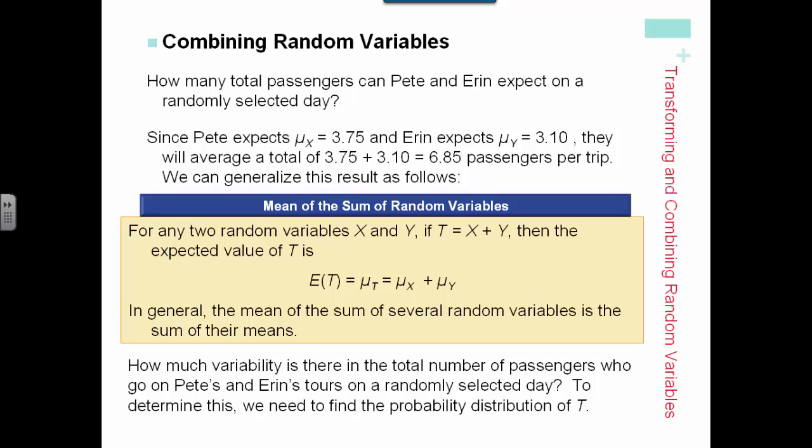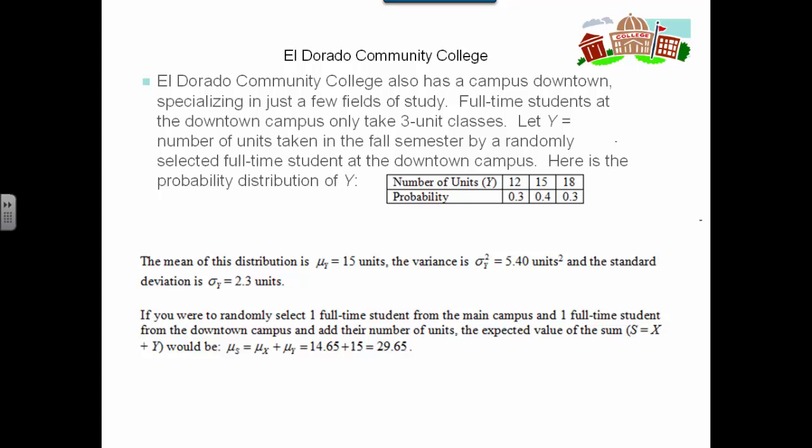How much variability is there in the total number of passengers who go on Pete and Aaron's tours on a randomly selected day? To determine, we need to find the probability distribution.